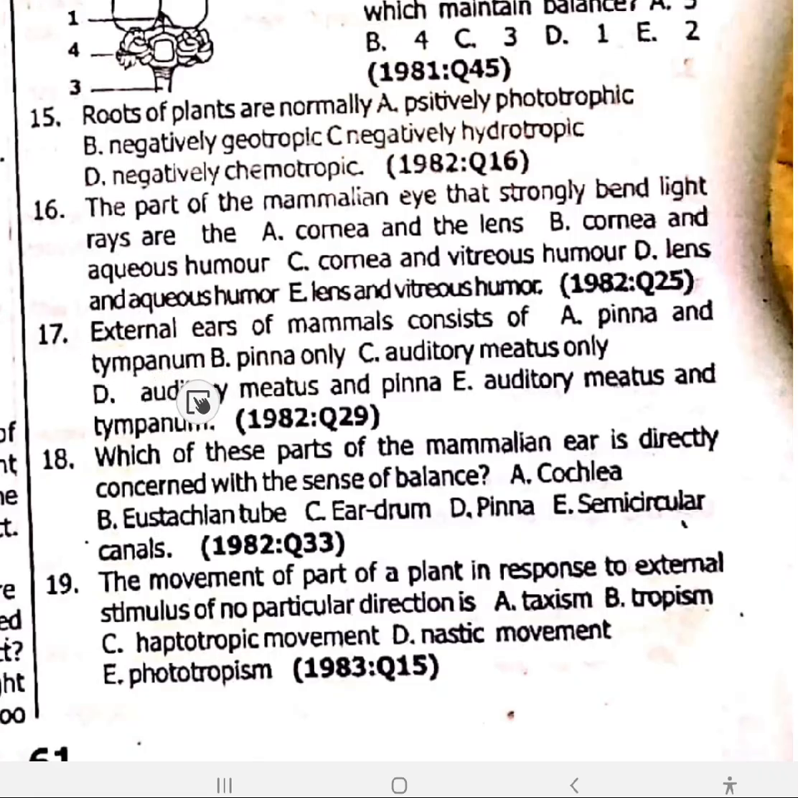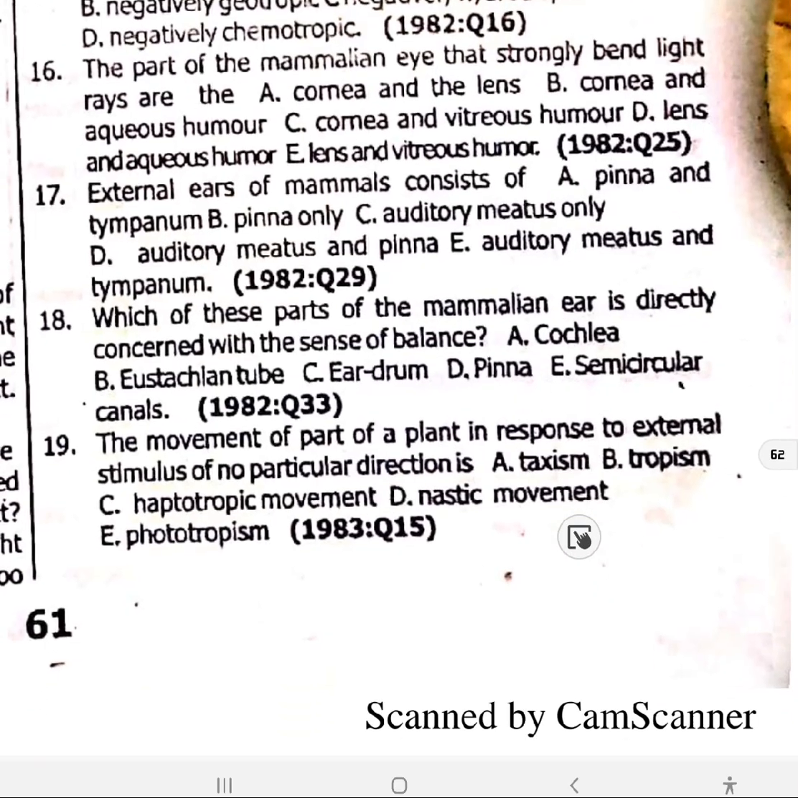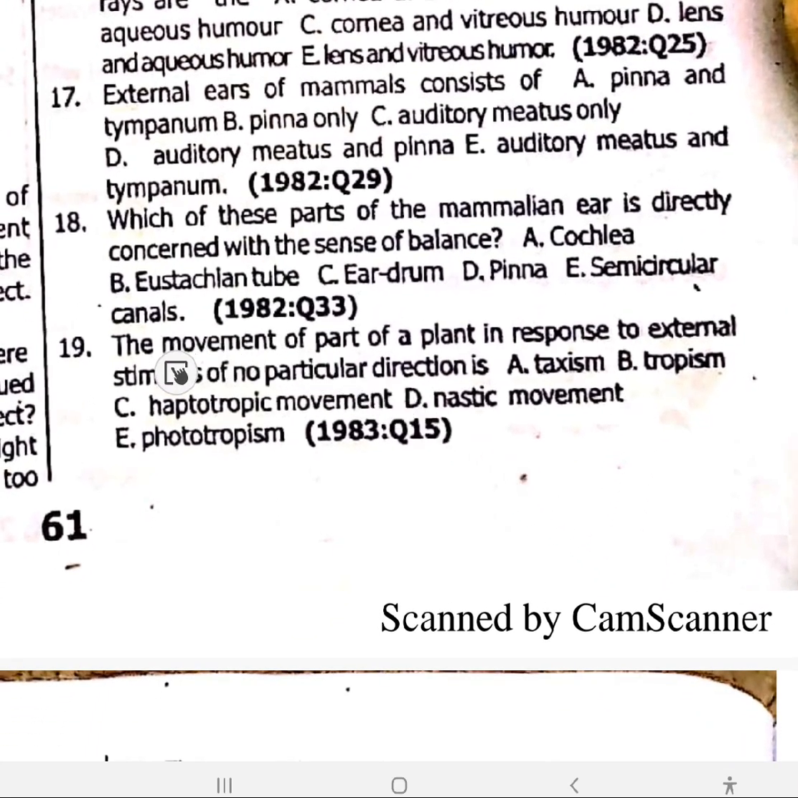So question 17, they say external ears of the mammal consist of, we said option D, right? Option D is correct. Then question 18, which of these parts of the mammalian ear is directly concerned with the sense of balance? Sense of balance. 18 is option E, semicircular canal. 19, we'll stop at 20 in this clip.